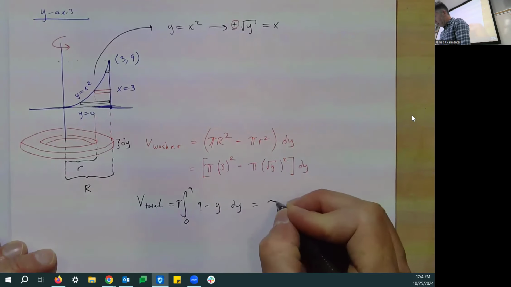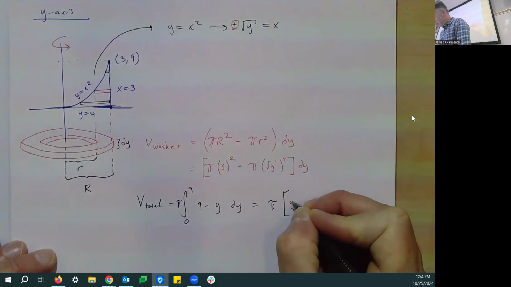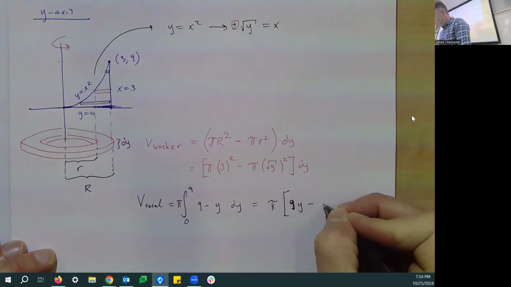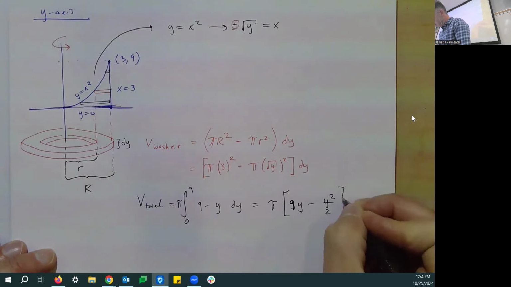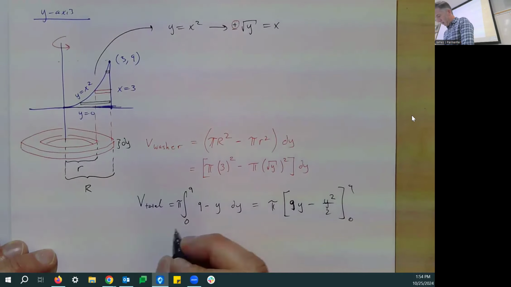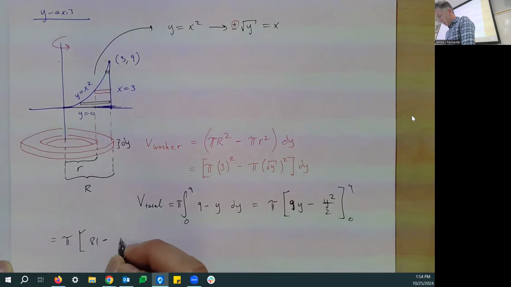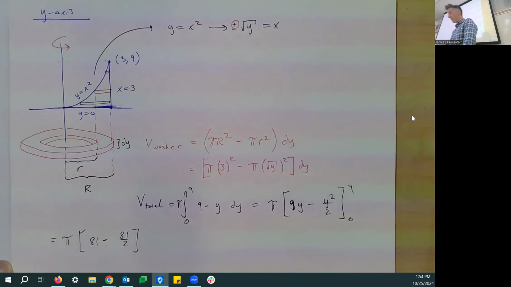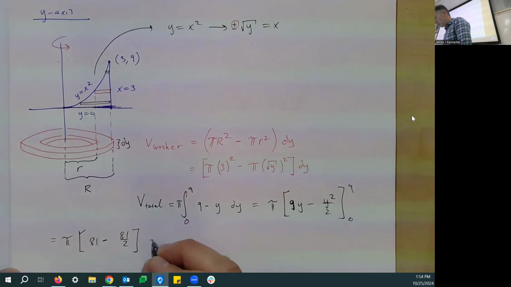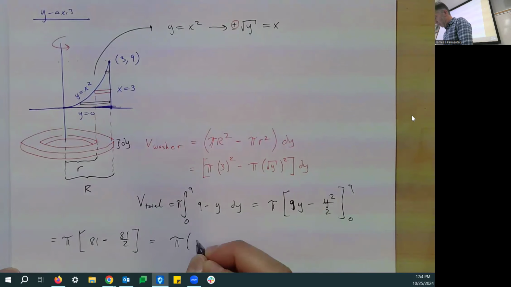And then we get pi times 9y minus y squared over 2 from 0 to 9. That's going to be pi times 9 times 9 is 81 minus 81 over 2, minus 0 minus 0. You know what 81 minus half of 81 is? Half of 81. No need to get a common denominator here. Just use some common sense.